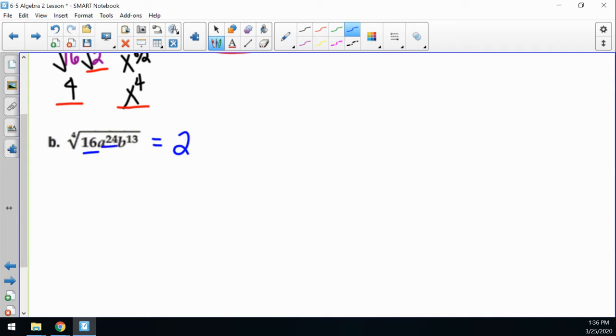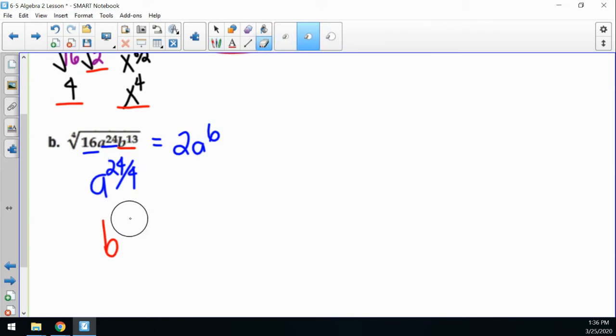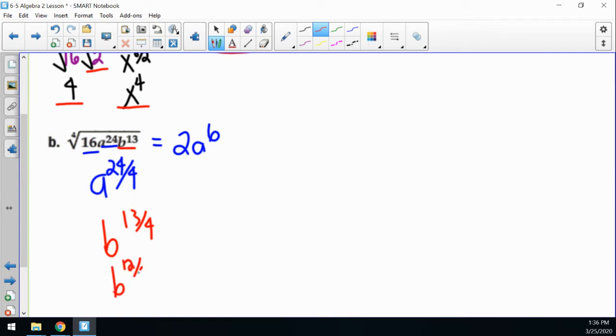Now I take a to the 24th, and I say, is 24 divided by 4 a whole number? And the answer is yes, it is, because 24 divided by 4 is going to be 6. So we're going to have a to the 6th power. Now the problem comes in with b to the 13th, right? 13 divided by 4 is not a whole number, right? But what I do have is 12 divided by 4. So b to the 12 divided by 4, which is going to be b to the 3rd.